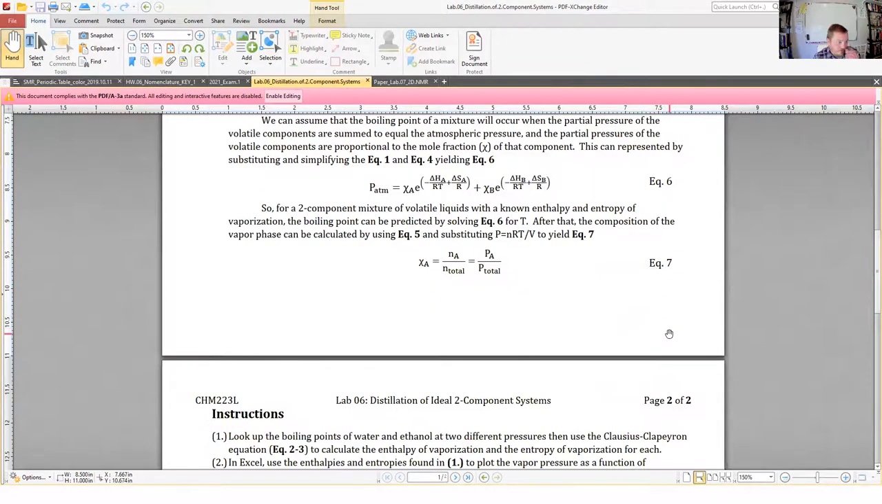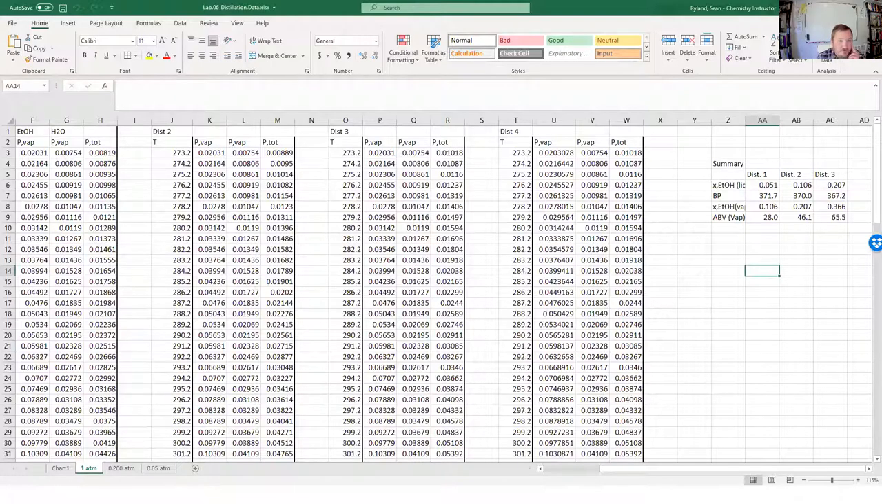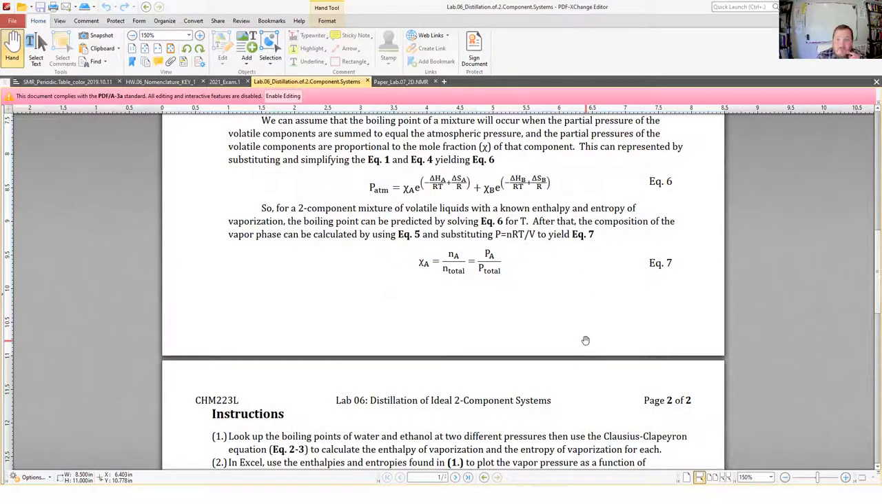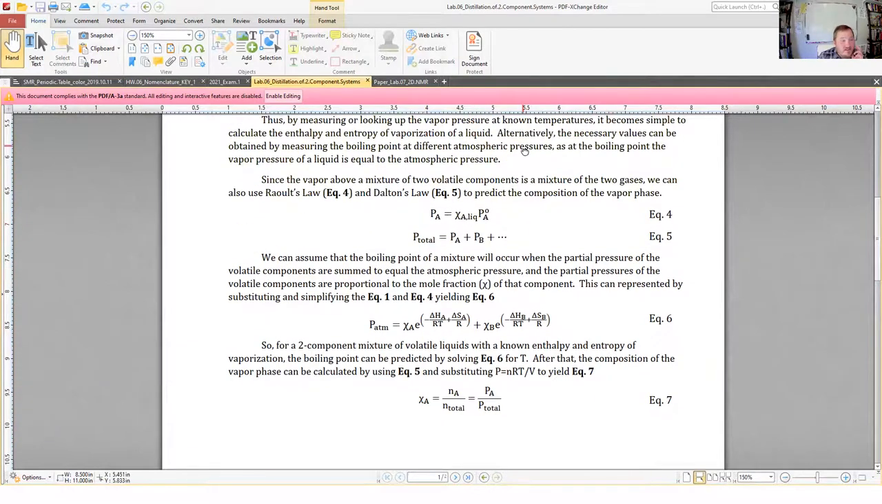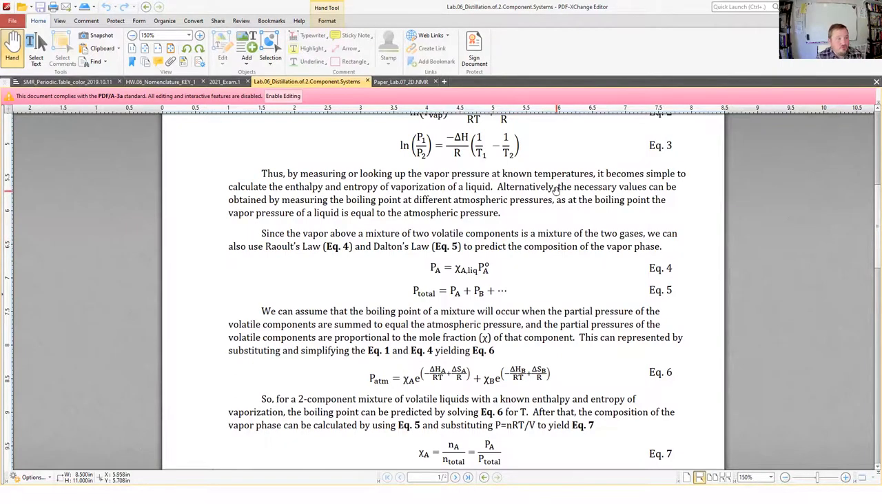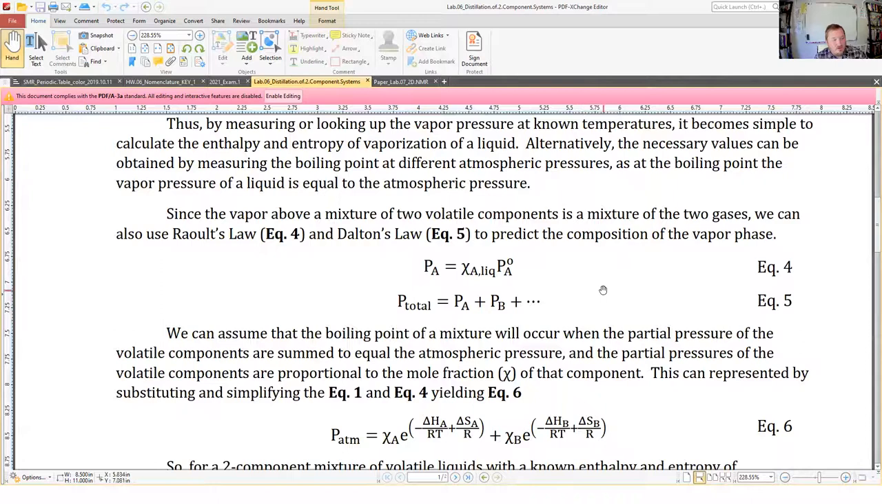All right, so that's all well and good. What does that have to do with anything? The second part of this is basically, if you have a mixture of two liquids, we can say that that mixture will boil when the sum of the vapor pressures is equal to the atmospheric pressure. When it's a pure liquid, we just say it boils when the vapor pressure is the same as atmospheric pressure. But if we have two different liquids mixed together, they're each going to have their own vapor pressure, and your mixture will boil when the sum of the vapor pressures is equal to atmospheric pressure.